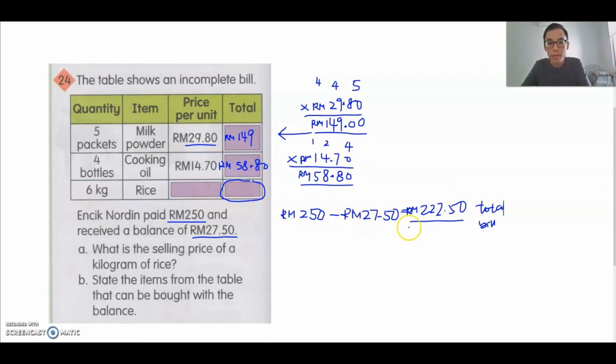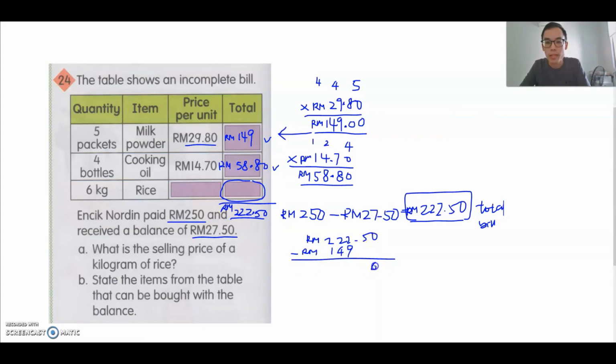Okay, so now how do we find the total of rice? Okay, very simple. We got the total bill, right? 222 ringgit and 50 cents. So this is the total, 222.50. RM is here. Okay, so you take the total minus the milk powder minus the oil, then you get the rice. Okay, so very simple. Total is 222.5 minus the milk powder. Okay, tolak milk powder.